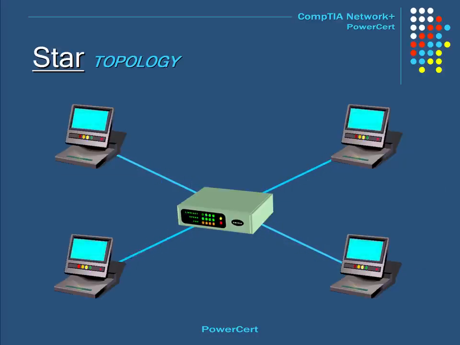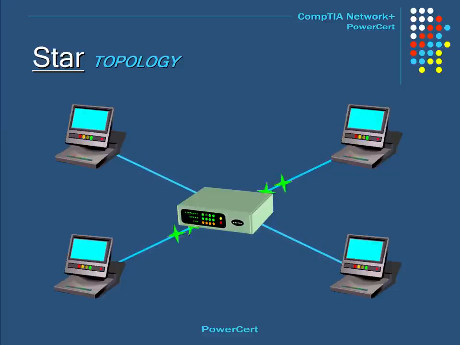The layout of how a network communicates with different devices is called a topology. And the most common topology is the star topology. In a star topology, all computers are connected to a central wiring point, such as a hub or a switch. And all data on a star network passes through this central point before continuing to its destination.